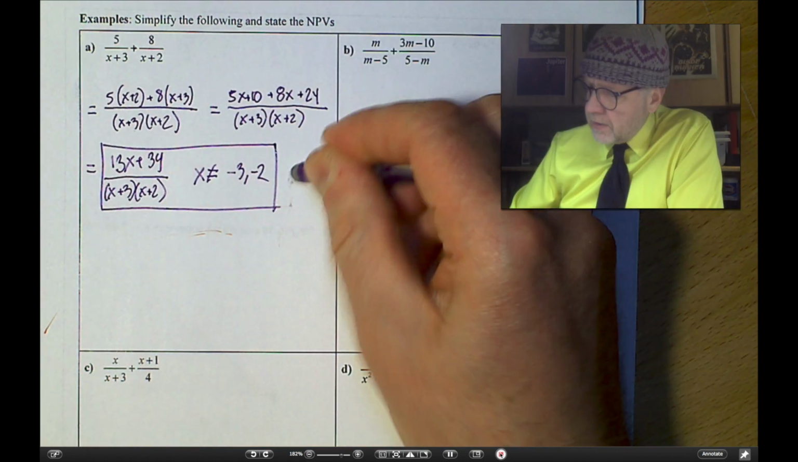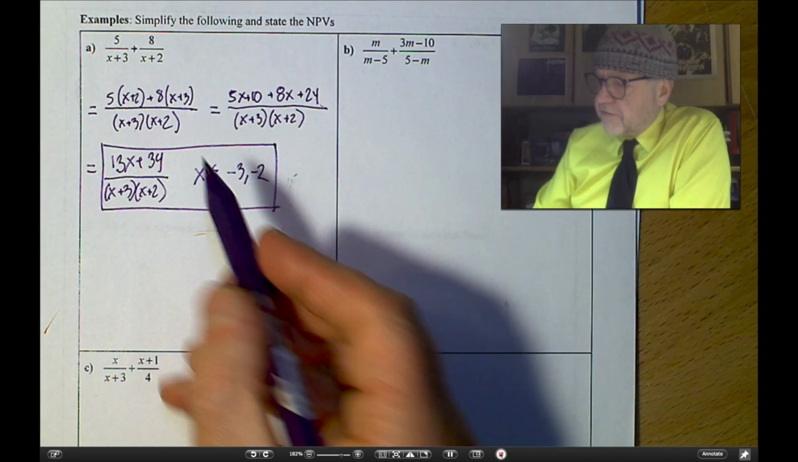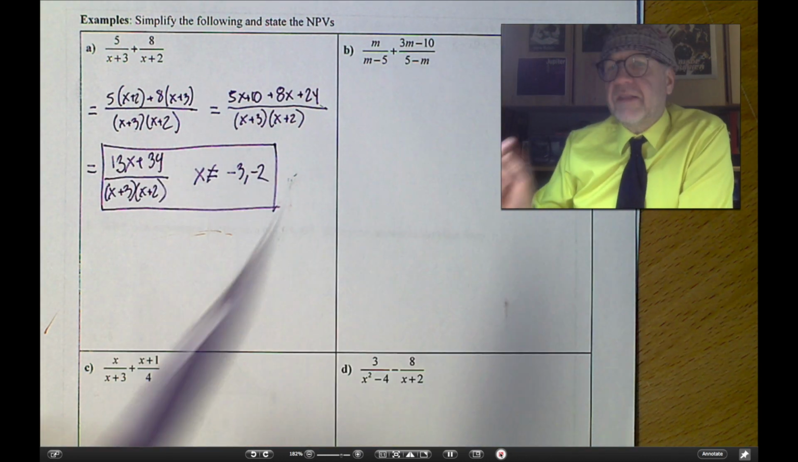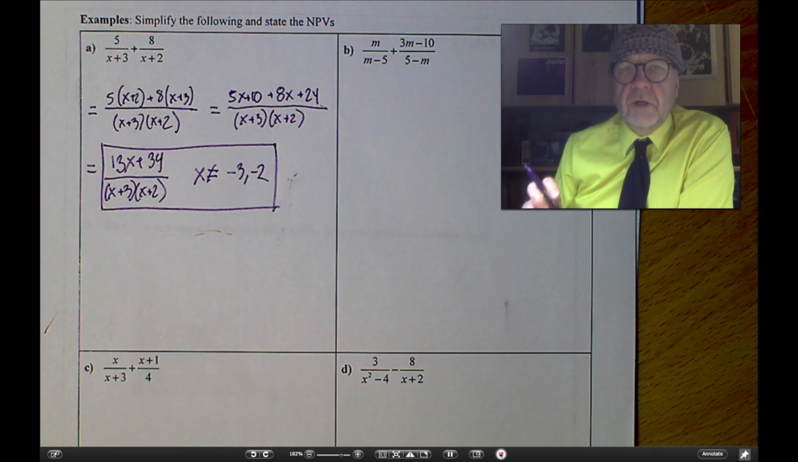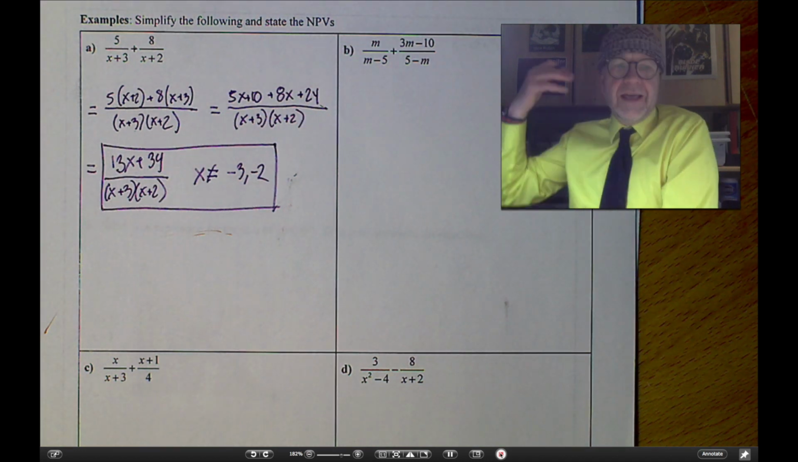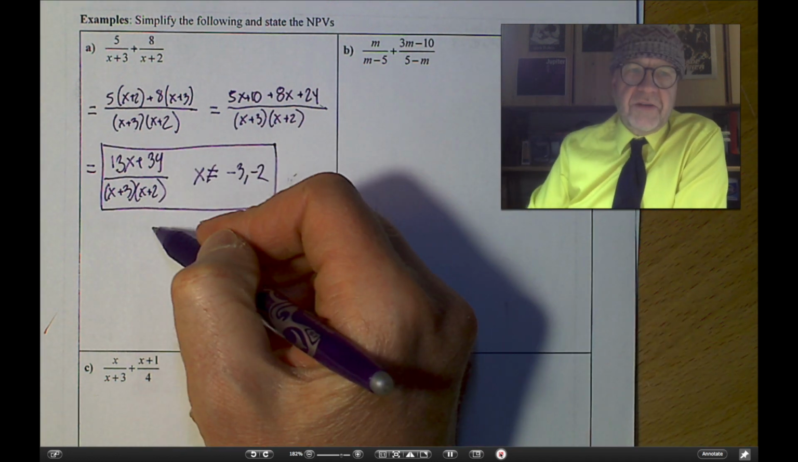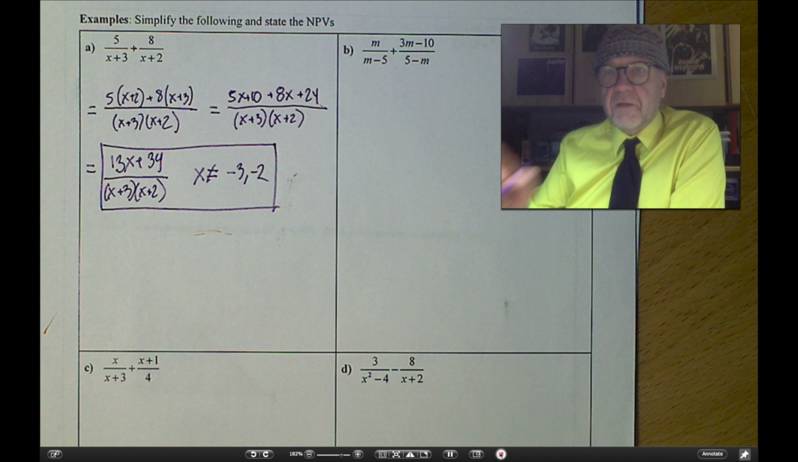Boom. Now I want you to imagine, instead of 13x plus 34, let's say I had a quadratic in there, and let's say that quadratic was factorable into integer values and I had an x plus 3 or an x minus 2 there, or an x plus 2. Then I could start dividing stuff out and make it even simpler still. That's where we're headed.